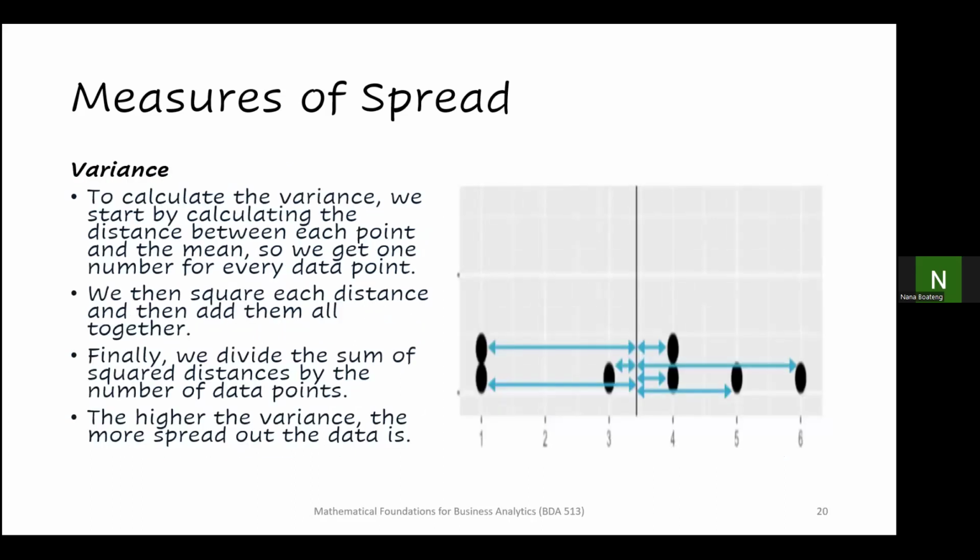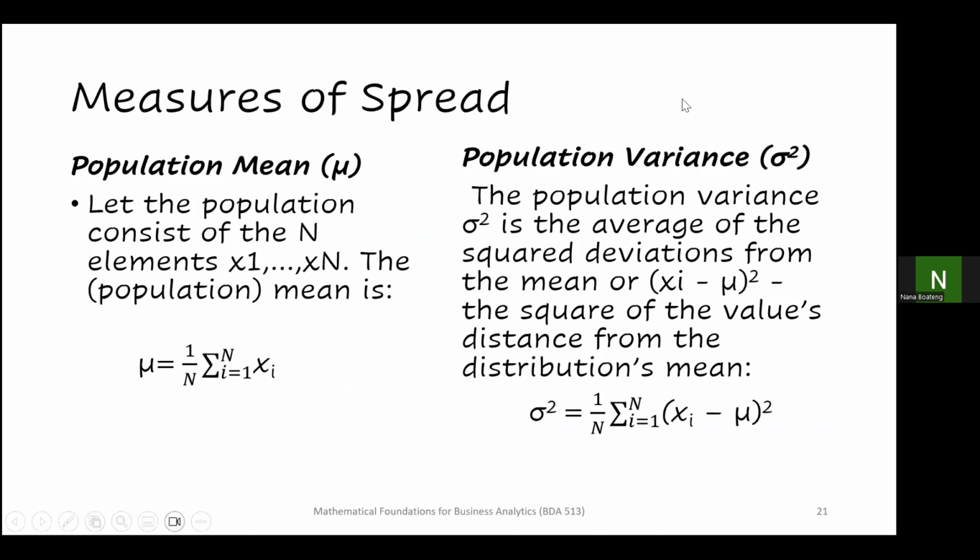So let's look at the population variance here, represented by sigma squared. The population variance is the average of the squared deviations from the mean.